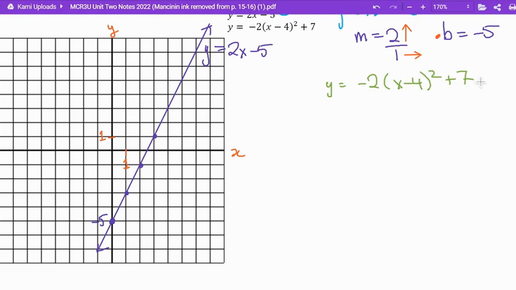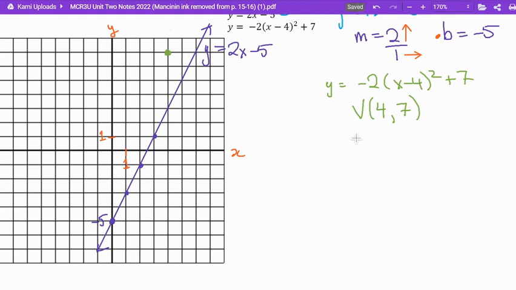If we look on the previous page, step 1 said to draw the vertex of the parabola. Well, the vertex is (4, 7). So let's draw that. 1, 2, 3, 4. 1, 2, 3, 4, 5, 6, 7. All right, that's my vertex.